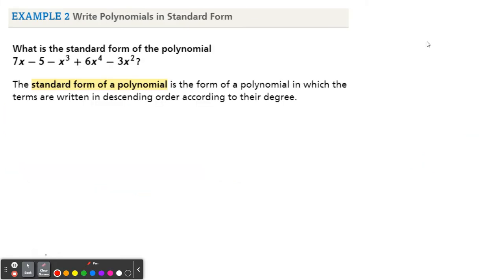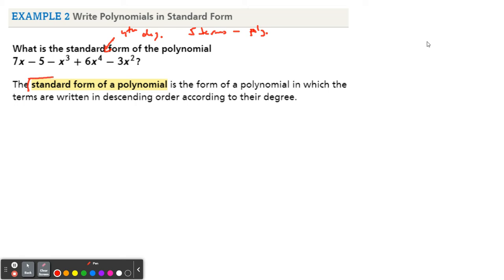Okay. So next here, let's talk about standard form. What is the standard form for this polynomial? And you can see it has 1, 2, 3, 4, 5 terms. You can see that its degree is 4 because that's the highest exponent. So it's a 4th degree and it has 5 terms. So just a polynomial.